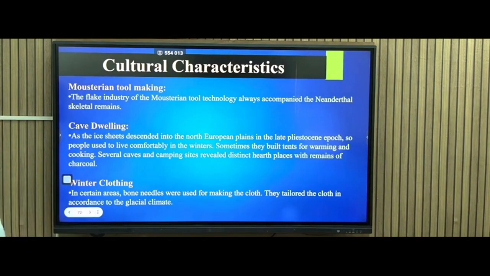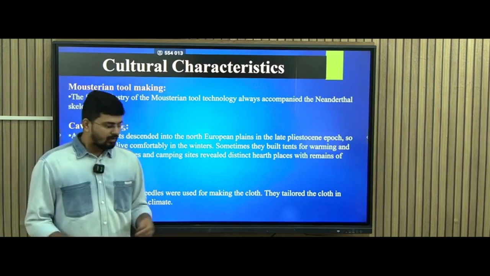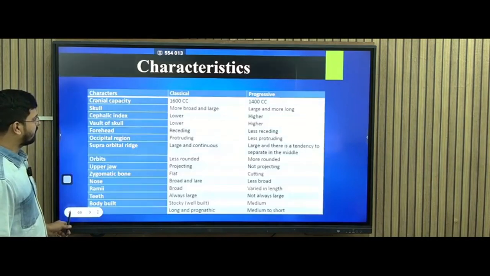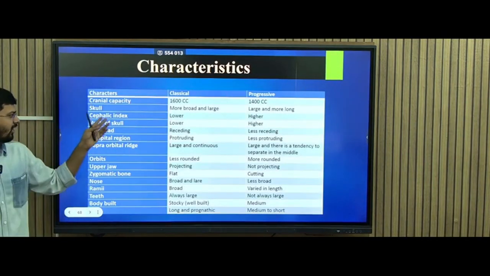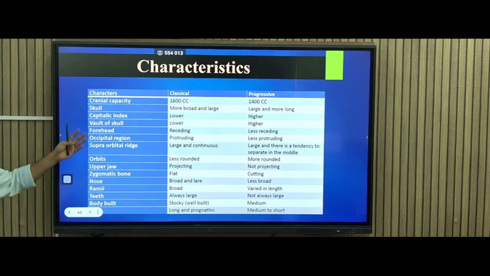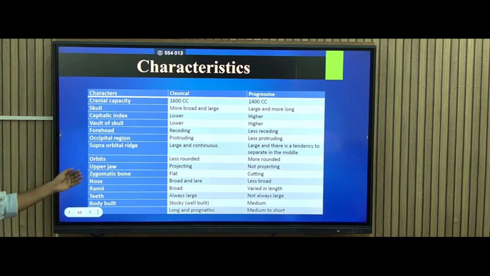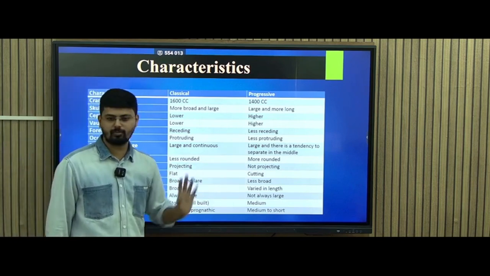Then coming to the cultural characteristics, see again, we'll try to recall once. In Neanderthal, what are the important features? Cranial capacity, brow ridges, cephalic index, vault of the skull, these all you can write directly, you need not remember anything. Okay, so supraorbital ridges, large and continuous, there is separation. Orbits, they are less rounded here, they are better rounded or more rounded. And coming to upper jaw, here it is projecting, and here it's not projecting.